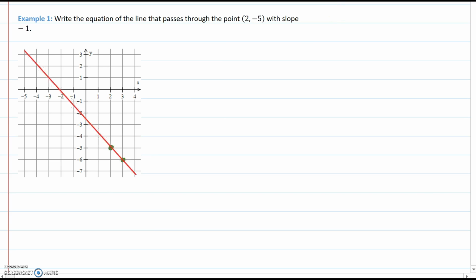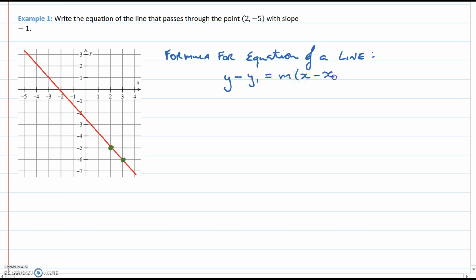Okay, now you weren't asked to draw it, but it's always a good idea to actually see what the thing is you're talking about. So what we're trying to do now is get the equation of this red line. We know a couple of points that it passes through, and we also know its slope. So the formula we're going to use for the equation of a line is y minus y1 equals m times x minus x1.